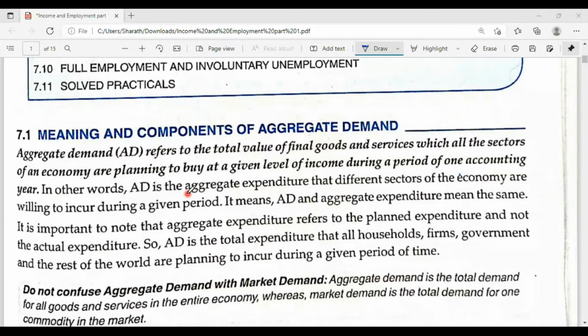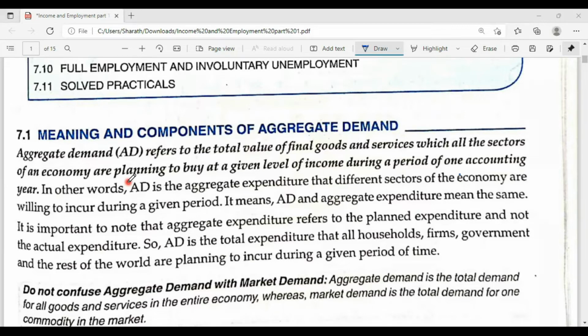Aggregate demand. You should not confuse aggregate demand with market demand. Aggregate demand is a very broader concept. Let's try to understand better what exactly aggregate demand is from the context of Keynesian theory. Aggregate demand is nothing but the demand of the whole economy. To be precise, it is the money value or total value of all the final goods and services which all the sectors of an economy are willing to buy or planning to buy during a given accounting year.